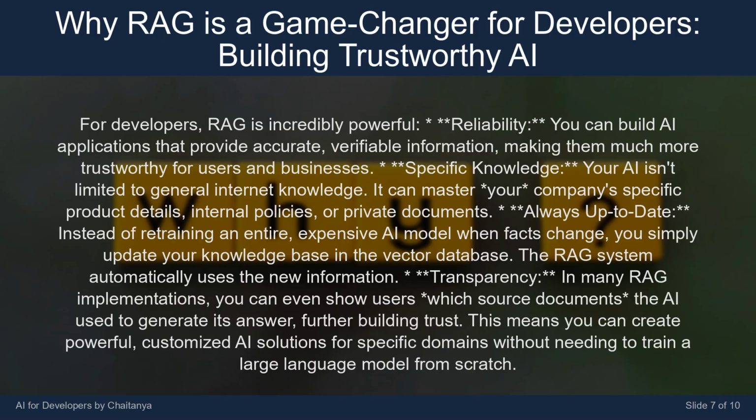Always up to date. Instead of retraining an entire expensive AI model when facts change, you simply update your knowledge base in the vector database. The RAG system automatically uses the new information. Transparency. In many RAG implementations, you can even show users which source documents the AI used to generate its answer. Further building trust. This means you can create powerful, customized AI solutions for specific domains without needing to train a large language model from scratch.